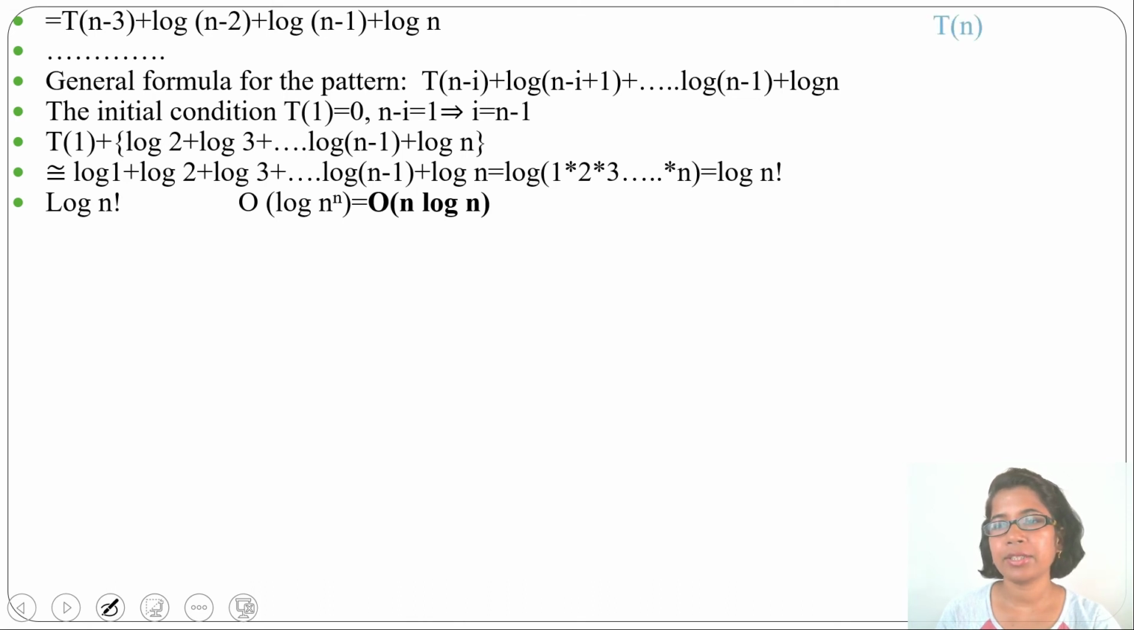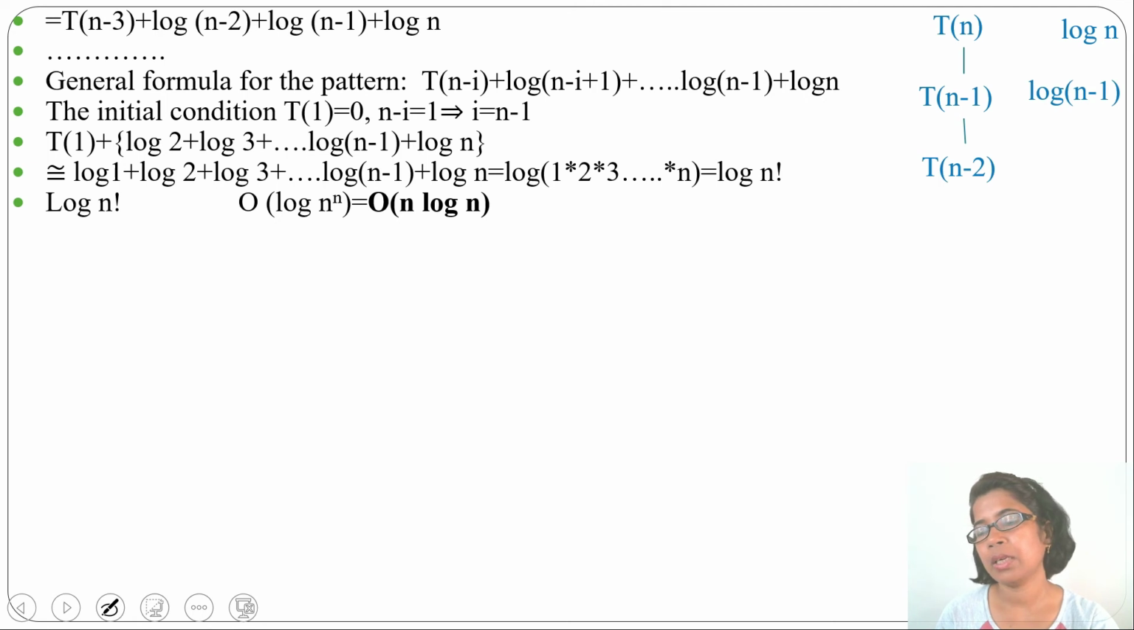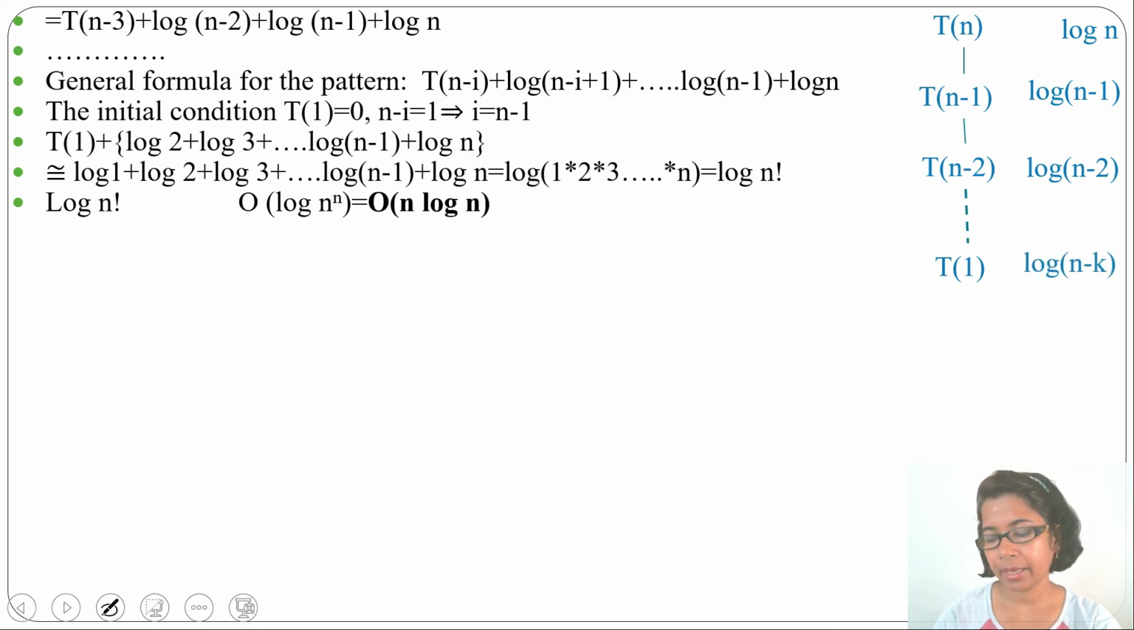Let's discuss the recursion tree method. Time for T(n) will be time for T(n minus 1) plus log n. So you can write log n here. Then time required for T(n minus 1) is time for T(n minus 2) plus log(n minus 1). Then for T(n minus 2), time will be time required for T(n minus 3) plus log(n minus 2). Like this it will continue. Finally we will reach T of 1. Just assume this as log(n minus k).